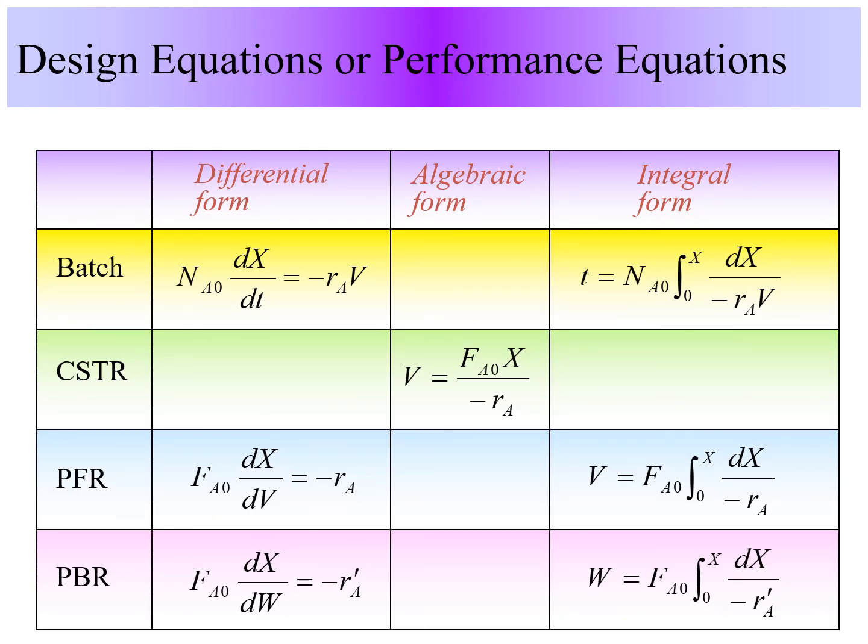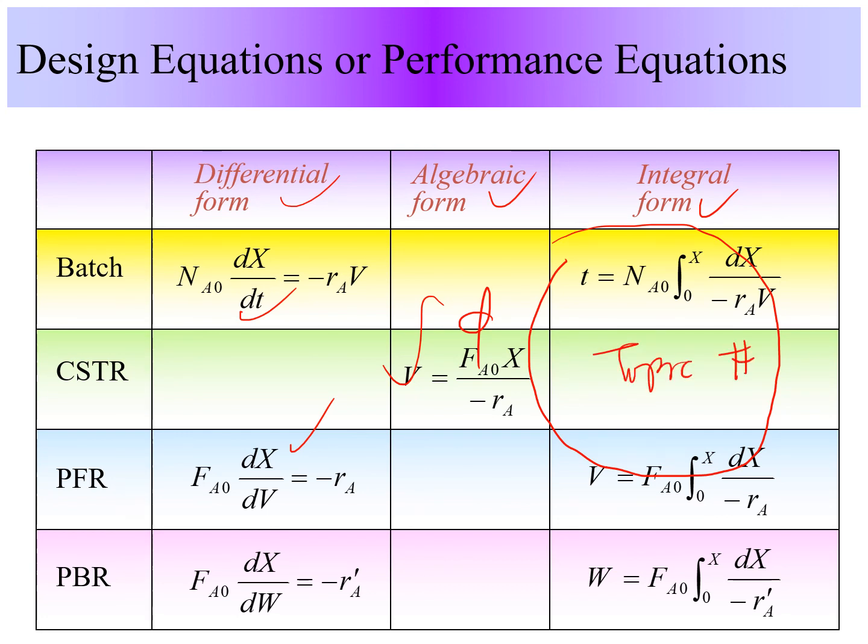Okay, so this is the summary of the differential form, algebraic form and integral form. So you can have this kind of form. It's just that CSTR is a special case, only for the algebraic form. You cannot put integration or differential. Only batch and PFR can. The integral form will be explained in topic number 4, so get ready everyone. The PBR we will not cover for this session.